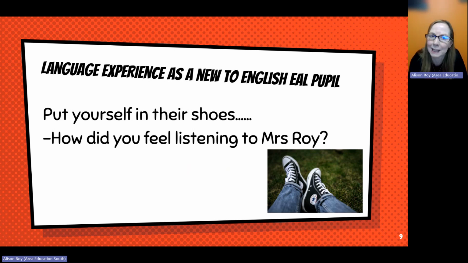The first one not being very supportive, and the second one hopefully giving us an idea of some of the strategies that can be put in place to allow students to access a large part of the curriculum, even though it is in a new language for them.